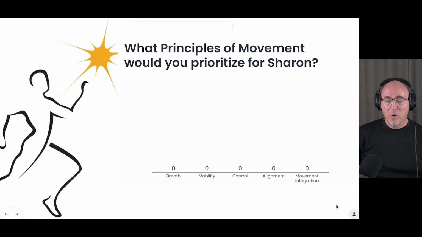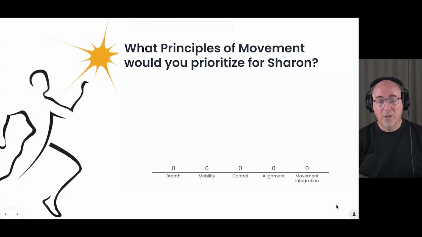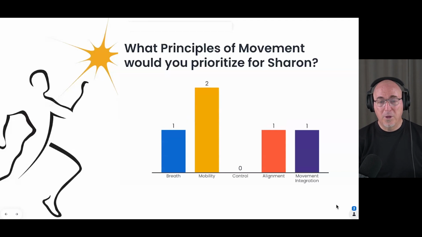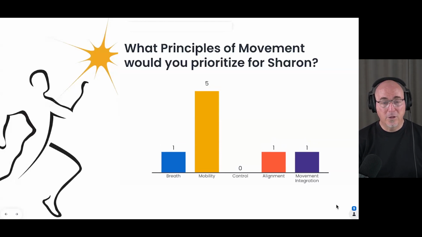All right, so as we've talked about here, what principles of movement would you prioritize with Sharon? And none of them are wrong. It's just a matter of seeing what we collectively, as right now we're 134 people live, think would be the priority. Where do you want to spend the most time or energy with this particular client of ours?